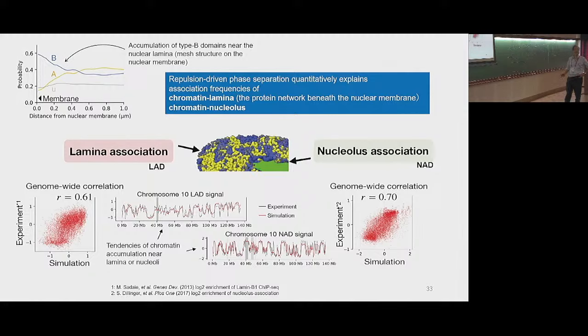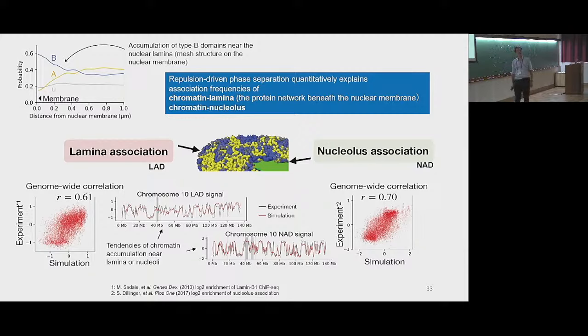This is a quantitative comparison between the experiment and simulations for the lamina association along the sequence. And this is the comparison for the nucleolus association along the sequence, and it shows a good agreement. This is the genome-wide comparison, showing good agreement. So in this case, we did not assume any tethering factor between type B domains and the nuclear lamina or nucleolus. But this lamina association or nucleolus association was induced in a spontaneous way through the phase separation mechanism.